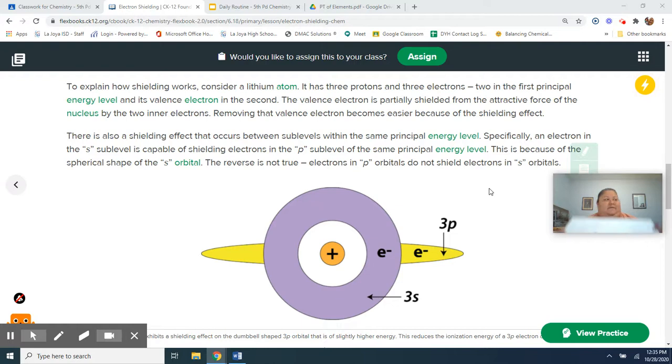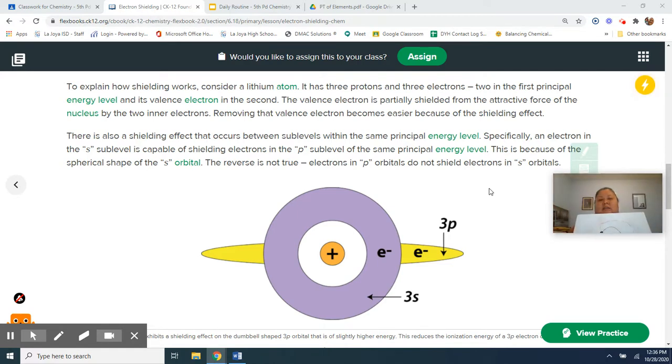All right, here you have a lithium atom. Lithium atoms have 3 protons and 3 electrons. The first orbital will have 2 electrons, and the outer valence electron orbital will have 1 valence electron, for a total of 3 electrons and 3 protons.